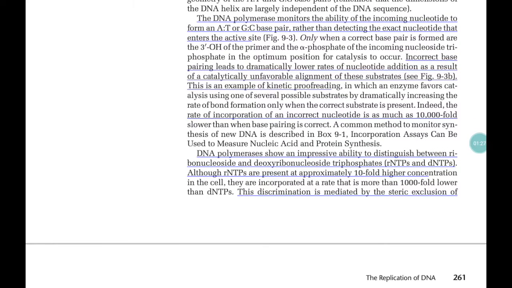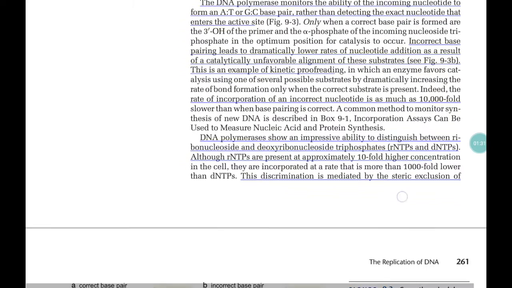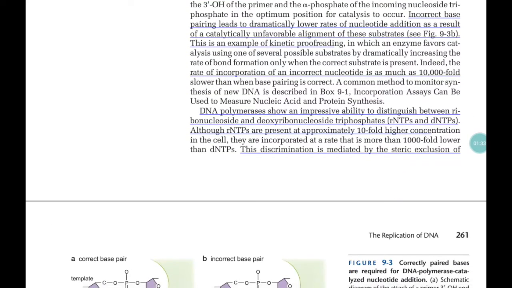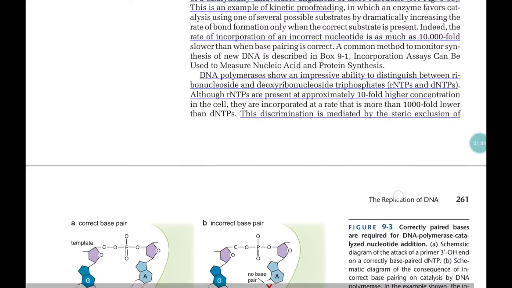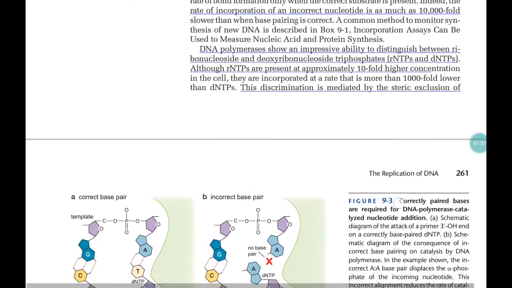Indeed, the rate of incorporation of an incorrect nucleotide is as much as 10,000-fold lower. DNA polymerase shows an impressive ability to distinguish between ribonucleotide and deoxyribonucleoside triphosphates.